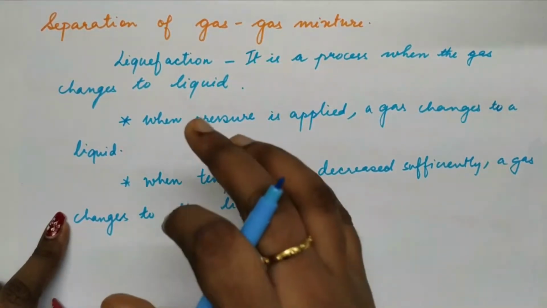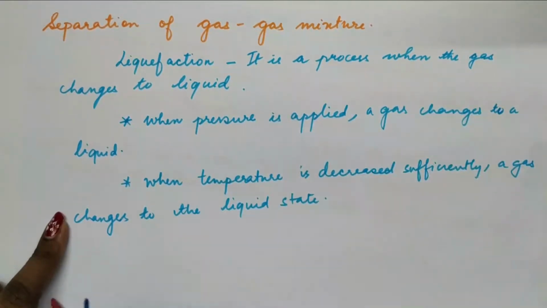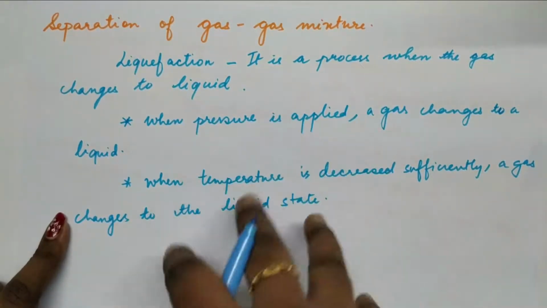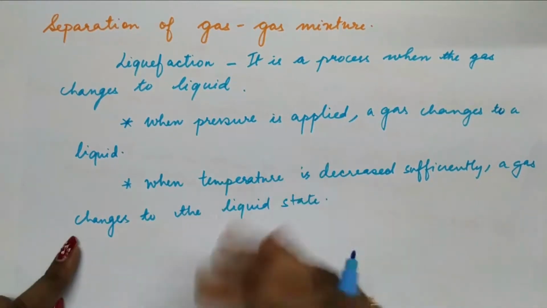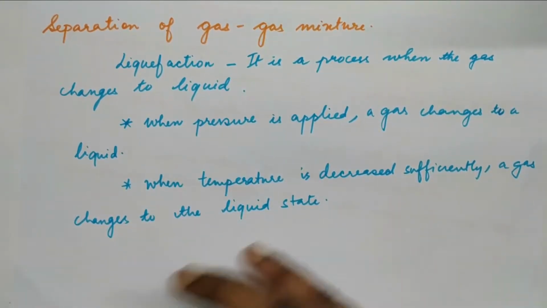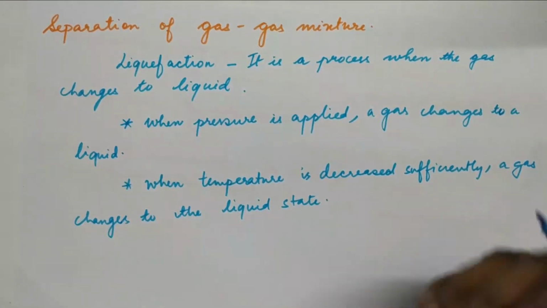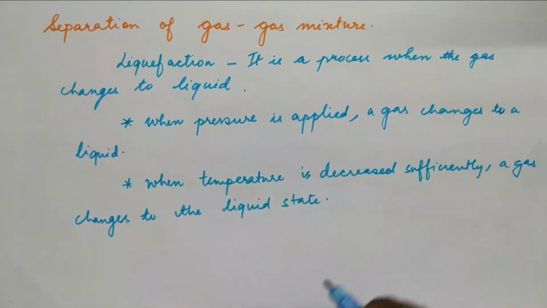You know there is a technique called liquefaction, in which a gas is changing into liquid. That process is liquefaction, and it may happen because of the pressure applied on it or a change in temperature. Generally when pressure is applied, a gas changes into a liquid, and it can happen at different pressure levels. For different gases, the pressure applied may be different, and one gas can liquefy faster and one can liquefy slower, so they can be separated then.